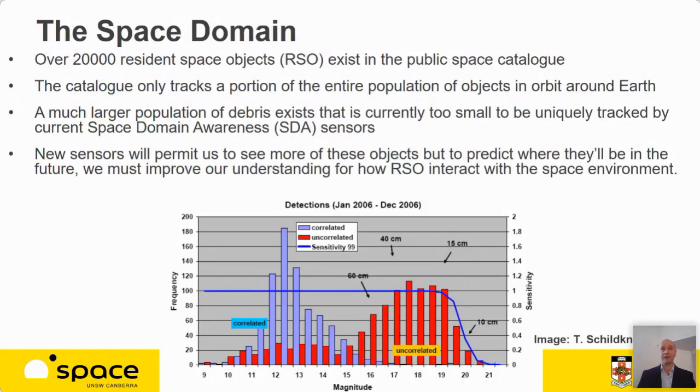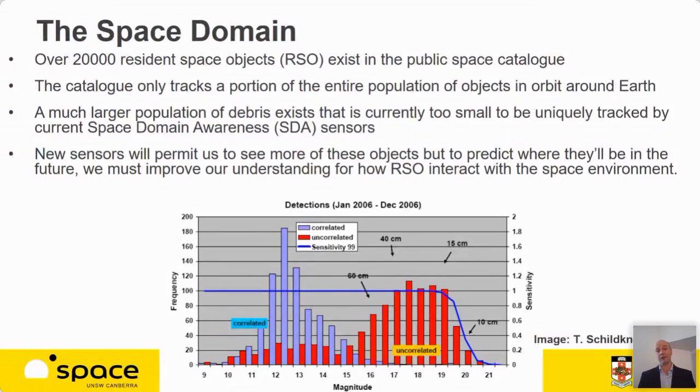Where space weather comes into this is that to be able to detect these objects and to be able to tell where they're going, so we can move our active satellites out the way of these potentially destructive bits of space debris, we really need to understand the physical mechanisms behind how they interact with space weather.